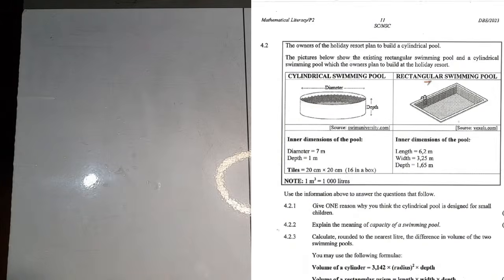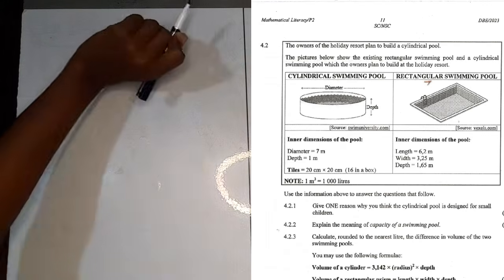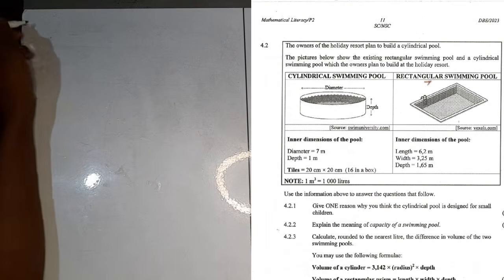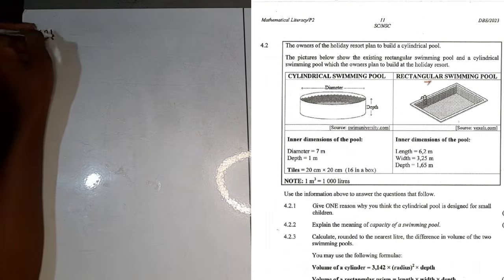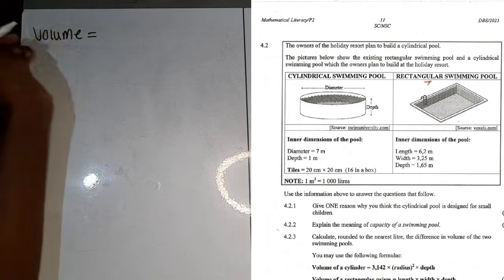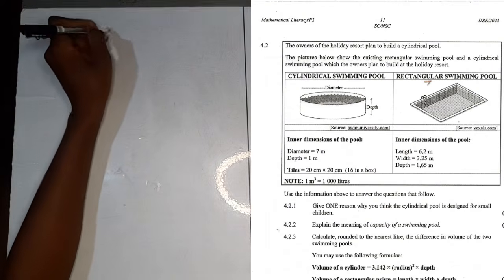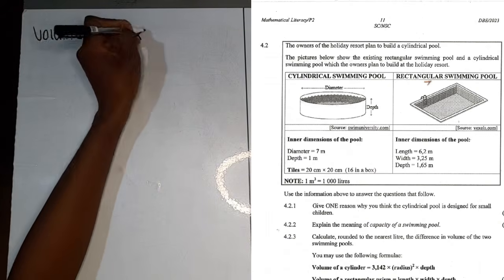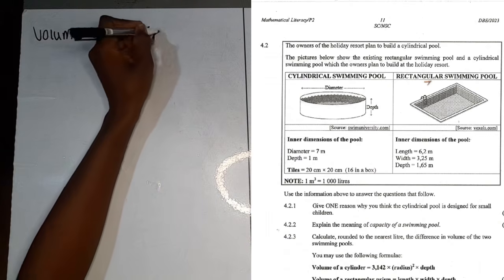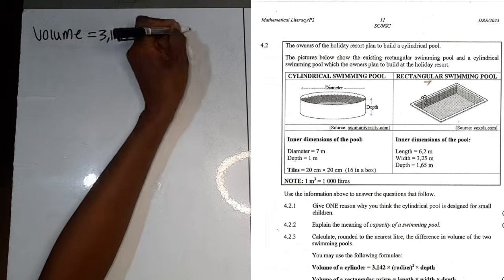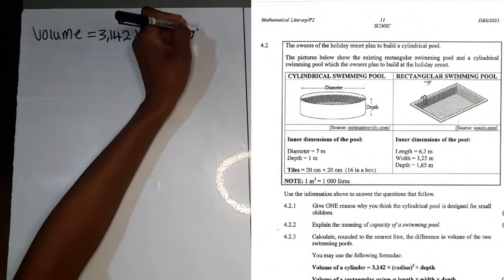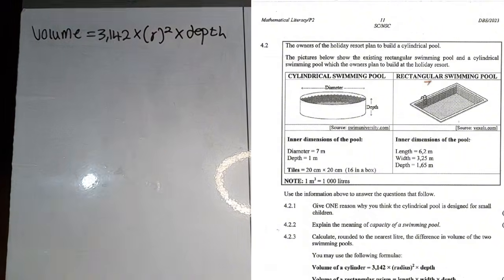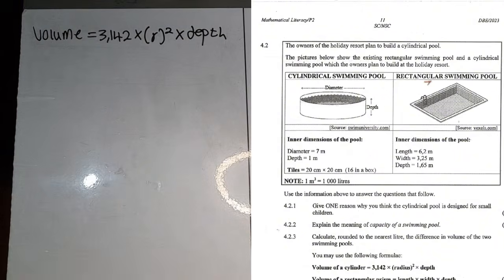Okay, so we are going to start by calculating the volume of the cylindrical pool using the formula that we've been given on the question paper. So the formula says that volume of cylinder equals 3.142, which is pi, multiplied by, in brackets, radius squared, multiplied by d for depth. So this is the formula that we've been given on the question paper, and it is the formula that we are going to use to find the volume of the cylindrical swimming pool.